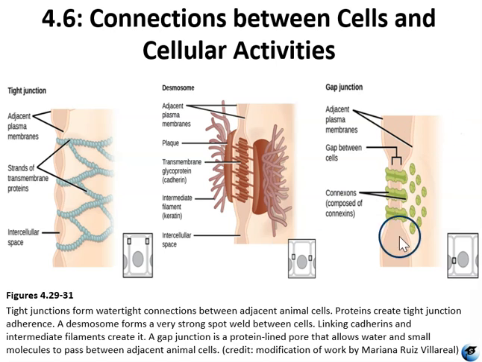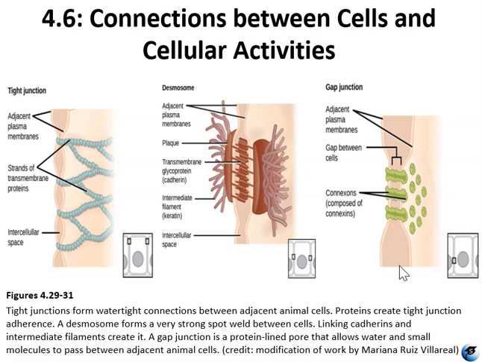And then finally here is the gap junction. Gap junctions are specialized intercellular connections between different animal cell types, and they directly connect the cytoplasm of two cells, which allows various molecules, ions, electrical impulses, other stuff like that, to directly pass through a regulated gate between the cells. So it's a protein-lined pore that allows water and small molecules to pass between adjacent animal cells.